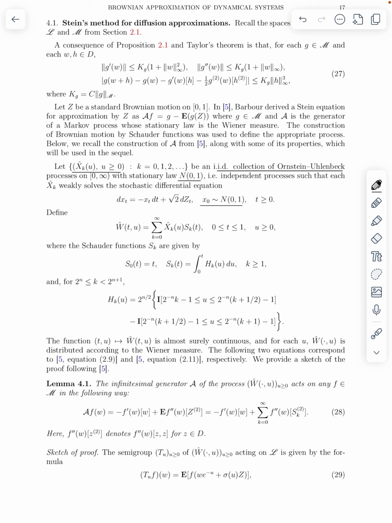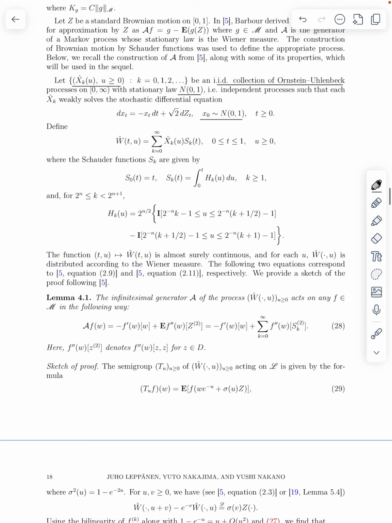It doesn't mean that there are no internal correlations between time steps, of course, but at any given point in time, this is always an N(0,1) random variable. And so now we're going to use the Schauder function construction of Brownian motion. If you're familiar with the Karhunen-Loève expansion, this is the same thing.